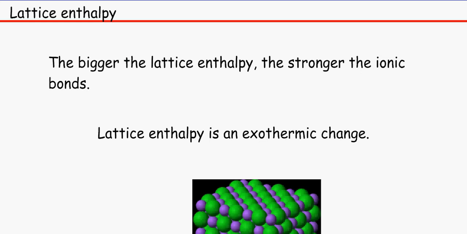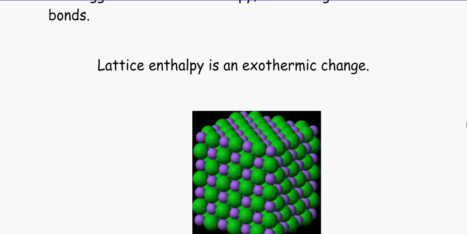Remember, the lattice enthalpy will always be negative because we are forming a compound, and bond forming is exothermic. So the bigger the lattice enthalpy, the stronger the ionic bonds. And we are going to investigate how and when this statement comes into effect. Also, as it says here, lattice enthalpy is an exothermic change.